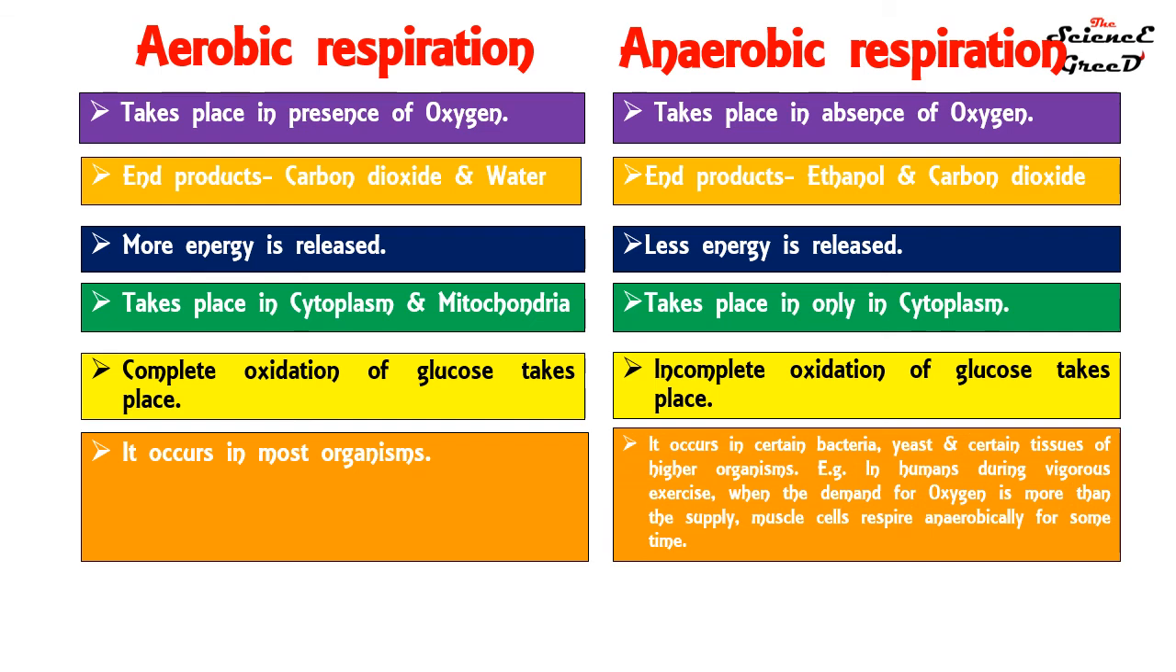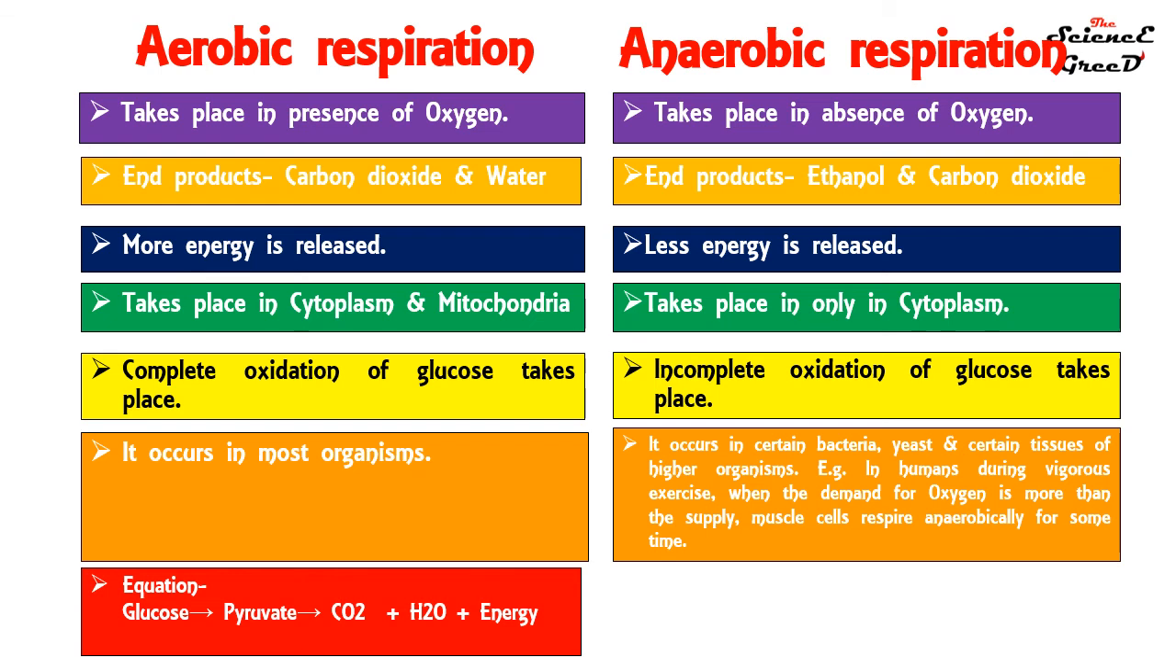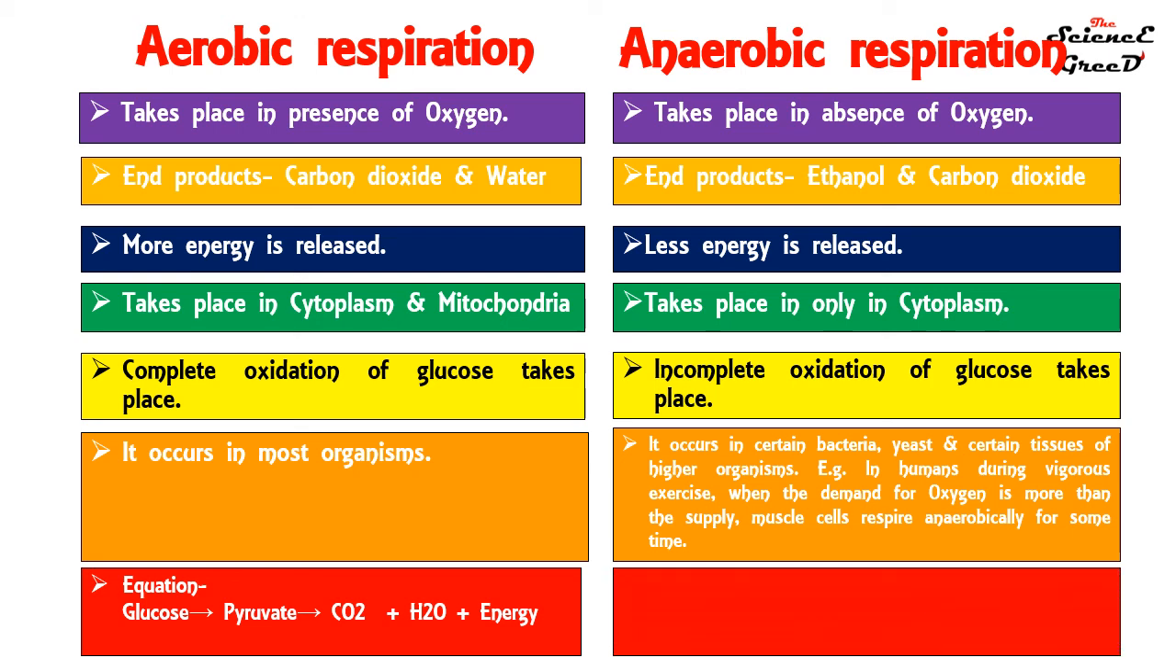Anaerobic respiration occurs in certain bacteria, yeast and certain tissues of higher organisms. For example, in humans during vigorous exercise, when the demand for oxygen is more than the supply, muscle cells respire anaerobically for some time. Equation of aerobic respiration: glucose → pyruvate → CO2 + H2O + energy. Equation in yeast: glucose → pyruvate → ethanol + CO2 + energy. In muscle cells: glucose → pyruvate → lactic acid + energy.